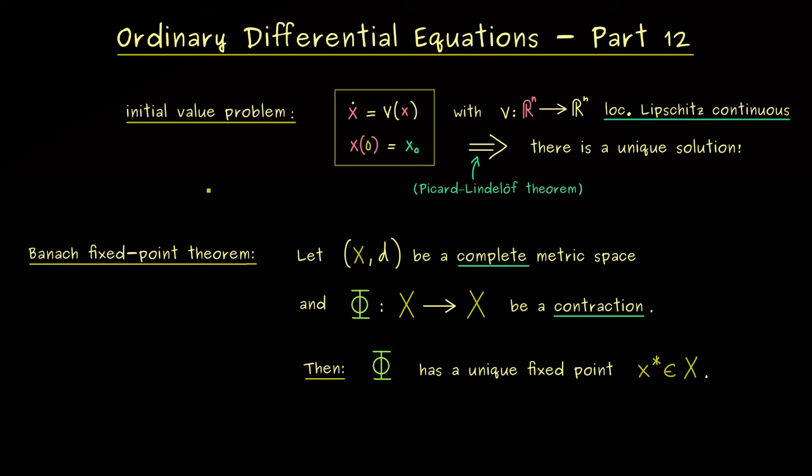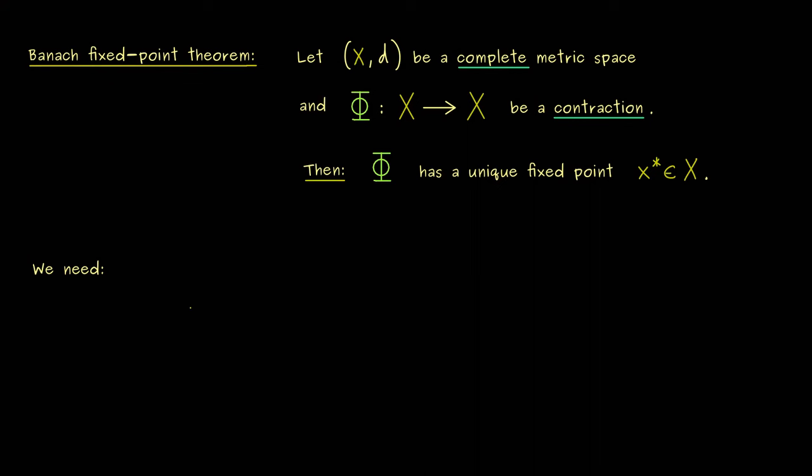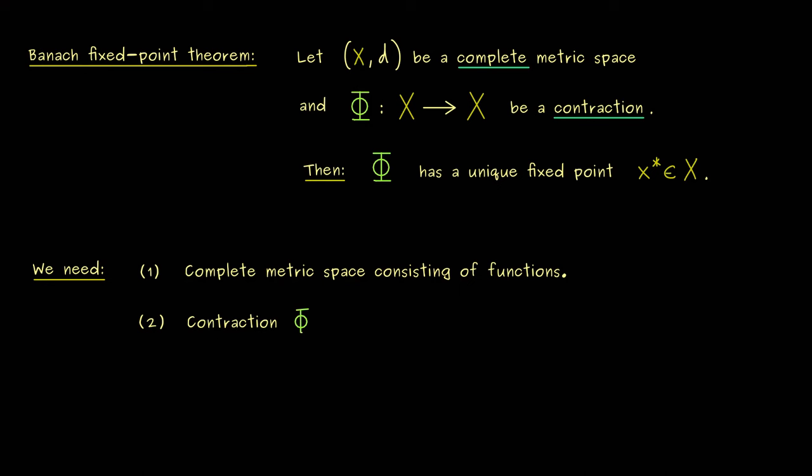Hence, in order to apply this nice general theorem here, we have to state two things first. Namely, we have to say what is our metric space X here and what is our contraction phi. So more precisely, first we need to define a complete metric space consisting of functions. The elements should be functions because in the end our fixed point here should be a solution of the ordinary differential equation. And this is obviously a function from R into Rn.